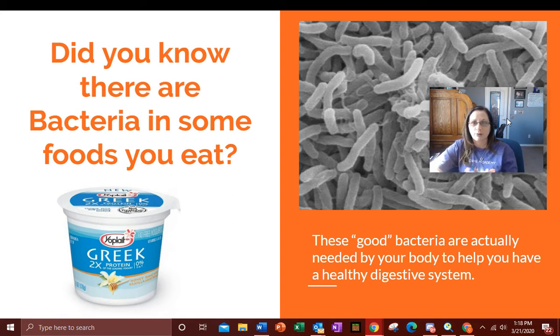You need to have good bacteria in your body. Some of you might take a probiotic, right? And probiotics help with digestion. They help to make your digestive system healthy, and you need good bacteria in your body. So please don't stop eating yogurt. Don't be afraid of yogurt. Yogurt is good for you. You need these good bacteria.